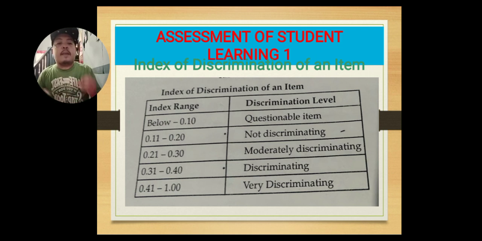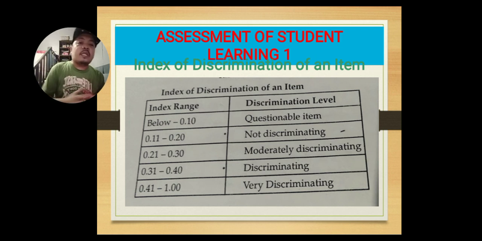When it is from 0.11 to 0.20, that is equivalent to not discriminating. When it is 0.21 to 0.30, that is equivalent to moderately discriminating. From 0.31 to 0.40, that is discriminating. And from 0.41 to 1.0, that is very discriminating.